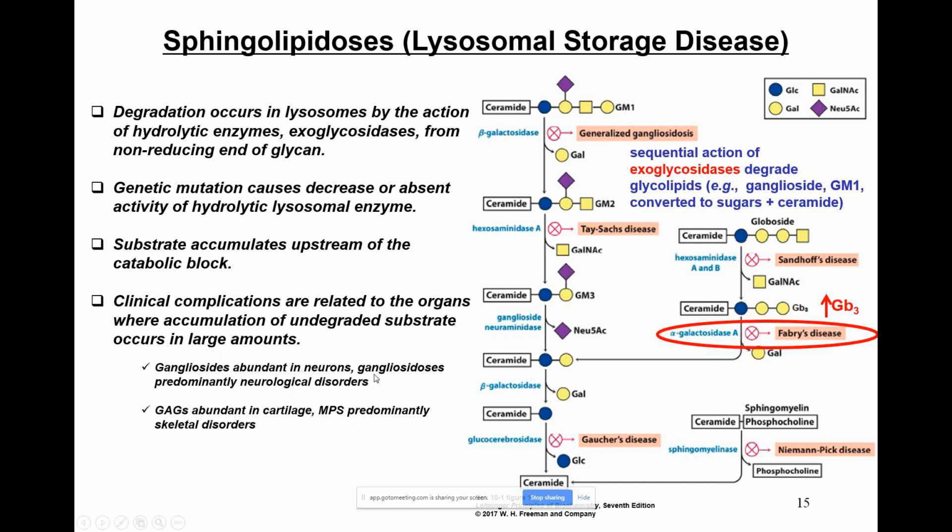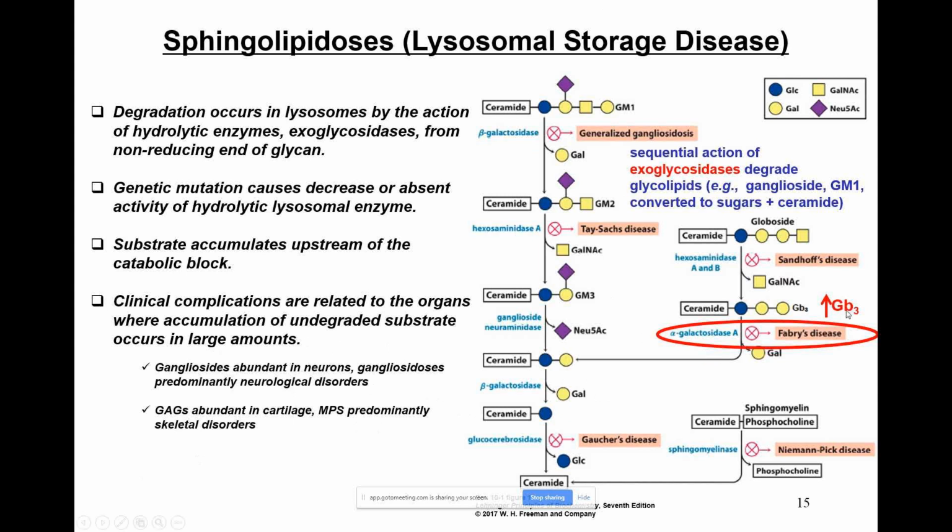So those patients, if they can't degrade a ganglioside, predominantly have neurological disorders because that's where so much of this material is building up. And eventually it will cause dysfunctional lysosomes and cellular death. In contrast, if glycosaminoglycans are highly abundant, as in the MPS diseases that I'll tell you a little bit about, predominantly these individuals have musculoskeletal disorders. So again, in part, it depends on what material is being accumulated and the type of tissue where that particular substrate is highly abundant.